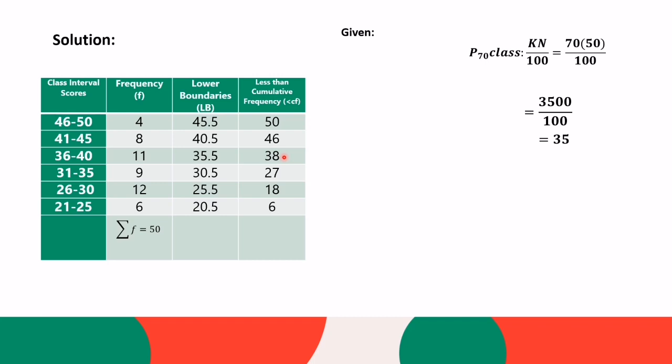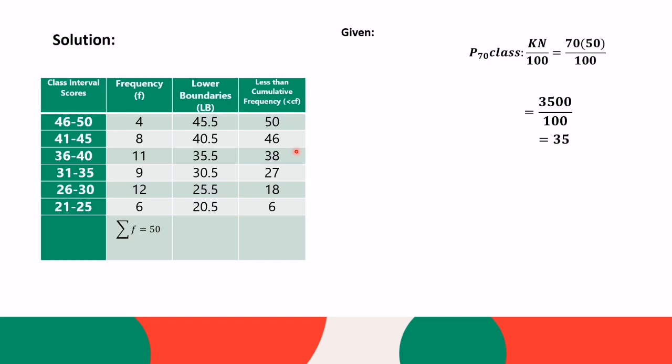However, the 35 belongs in the fourth row, or to the 38, because as you can see, this is 27, and in this fourth row we have the numbers 28 to 38, and this is where the 35 belongs. So that will be our second step. Our P sub 70 class belongs to this row.